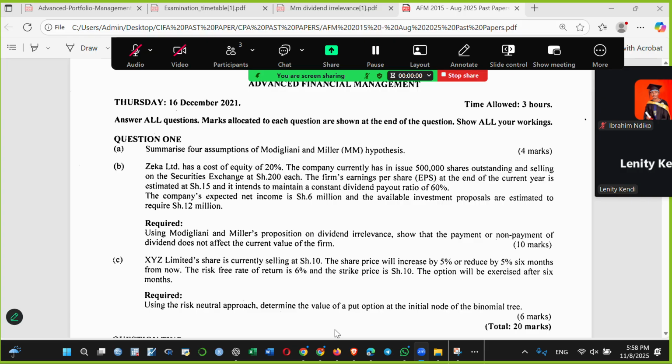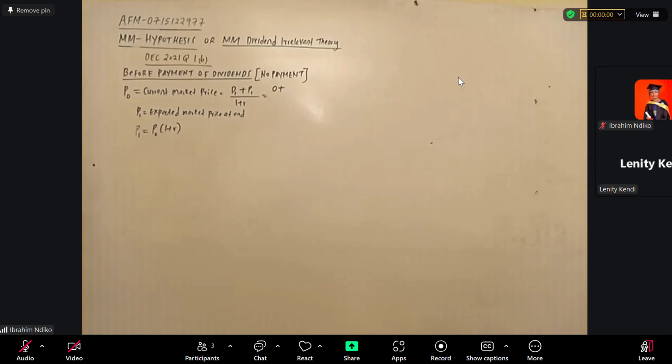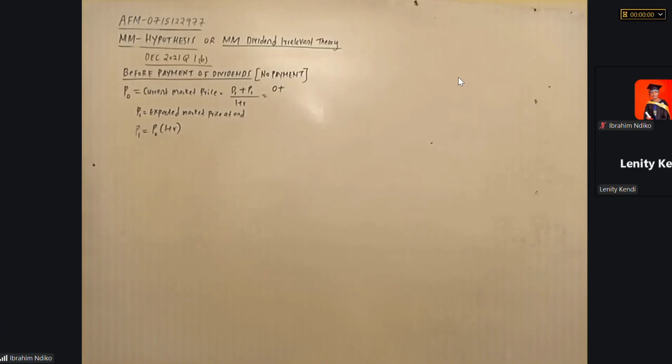P1 is equal to P0, the current one, (1 + R). Oh, I had not shared the screen. I had shared the screen the first time when we wrote that formula. So P1 is equal to P0 (1 + R). Wait a bit, I have to think.